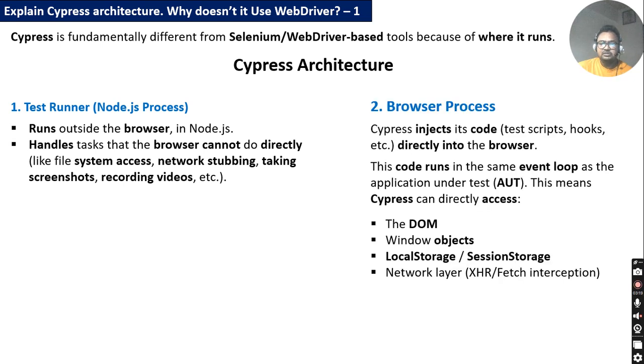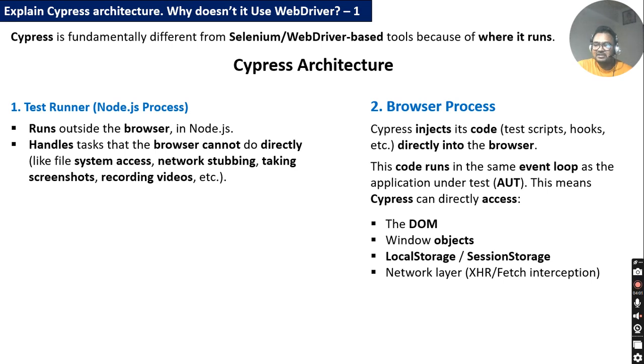Second thing, browser process. Cypress injects the code directly into the browser. So for that reason, the browser process is one of the key components of the Cypress architecture. Cypress injects its actual code, the test script, the hooks and all those things, directly into the browser. This code runs in the same event loop as the application under test, AUT. That means the application you are testing, wherever it is hosted, is called AUT, application under test. So this code runs directly in the same event loop where the AUT is hosted.